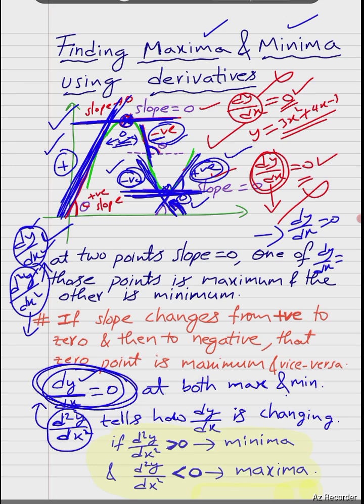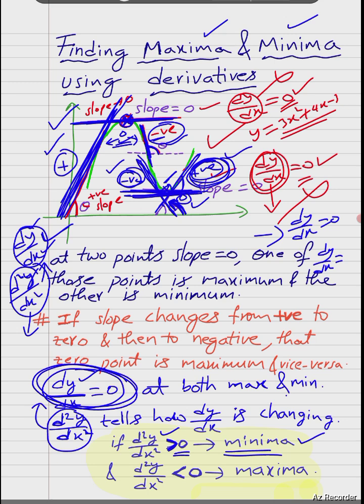Okay. Now if d²y/dx² is greater than 0, that is minima. Okay, here you see after this point what is happening. After this point the slope becomes positive. Okay, so if d²y/dx² is positive, the value is minima. In the curve the value is minima.